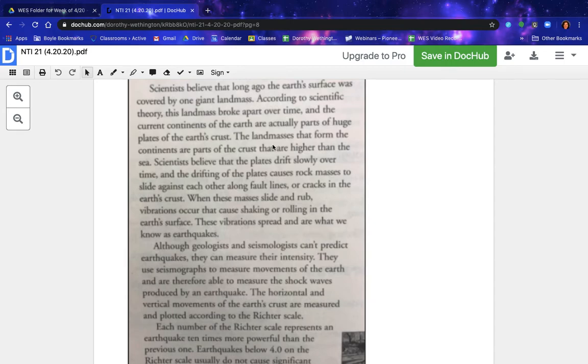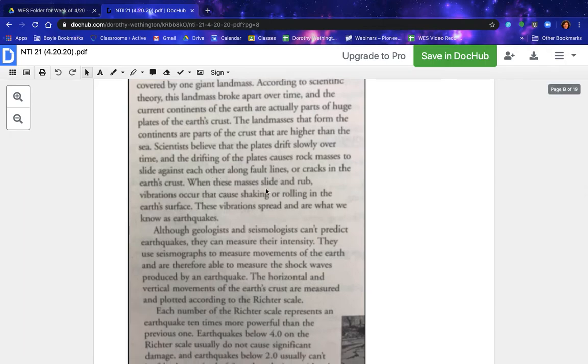The land masses that form the continents are parts of the crust that are higher than the sea. Scientists believe that the plates drift slowly over time, and the drifting of the plates causes rock masses to slide against each other along fault lines, or cracks in the Earth's crust. When these masses slide and rub, vibrations occur that cause shaking or rolling in the Earth's surface. These vibrations spread and are what we know as earthquakes.